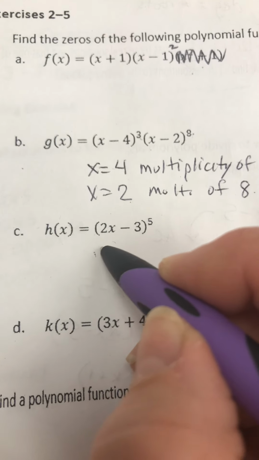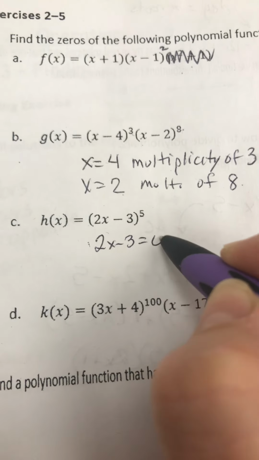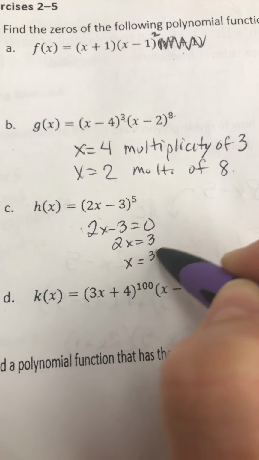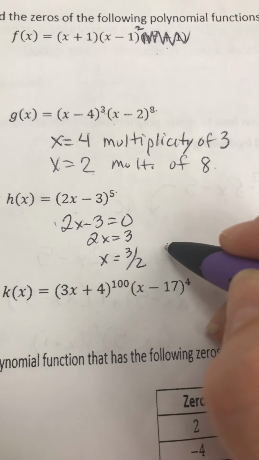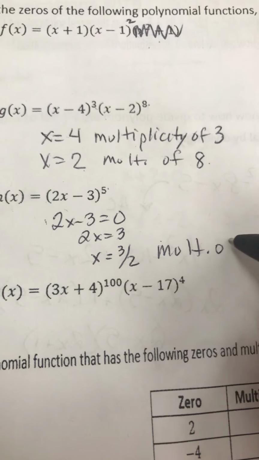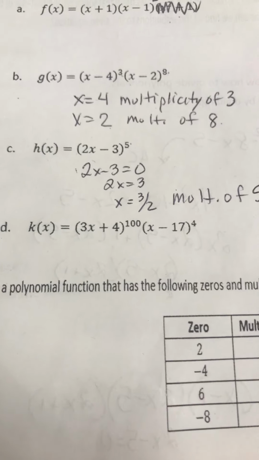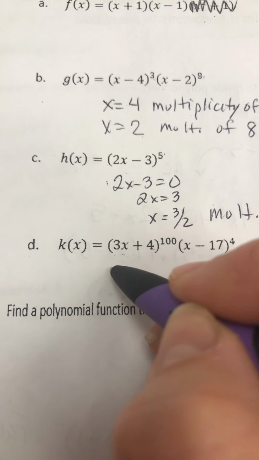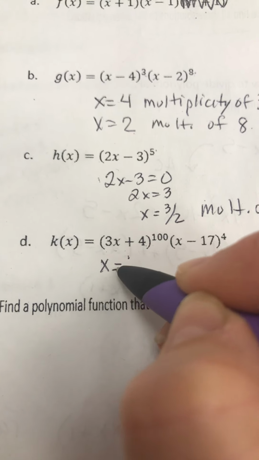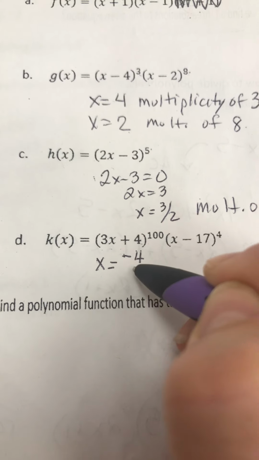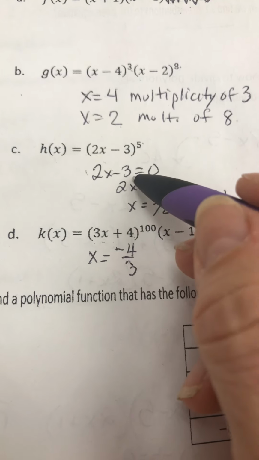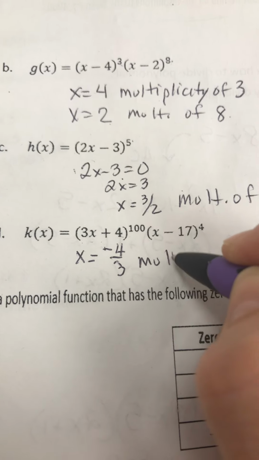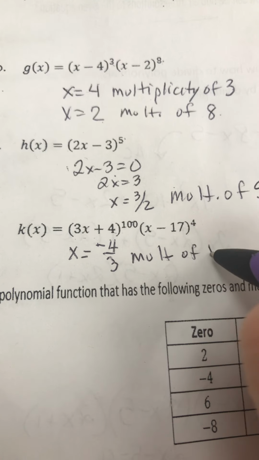So this one is 2x minus 3 set to 0. Move the 3 over, divide by 2. And because it had a 5th root, that means it has a multiplicity of 5, so it counts 5 times. Okay, this one, 3x plus 4, I would move the 4 over, making it a negative 4, and divide by 3. Okay, I'm just doing the shortcut to that instead of doing this work, so you should be okay with that. Okay, and that would have a multiplicity of 100.